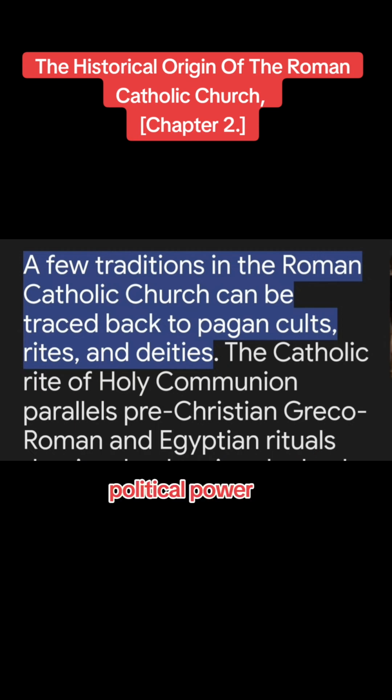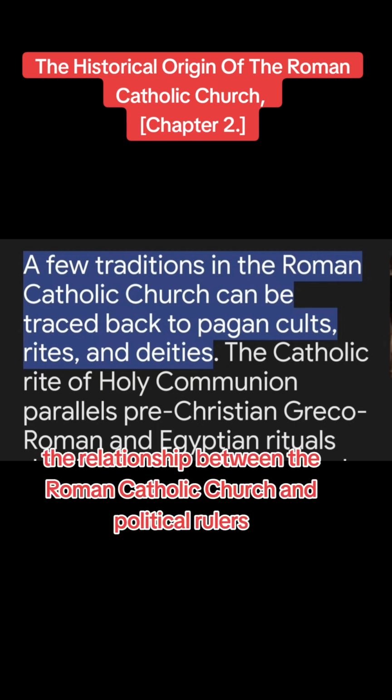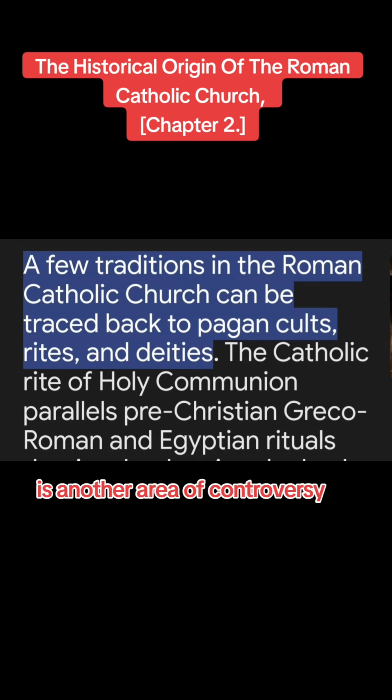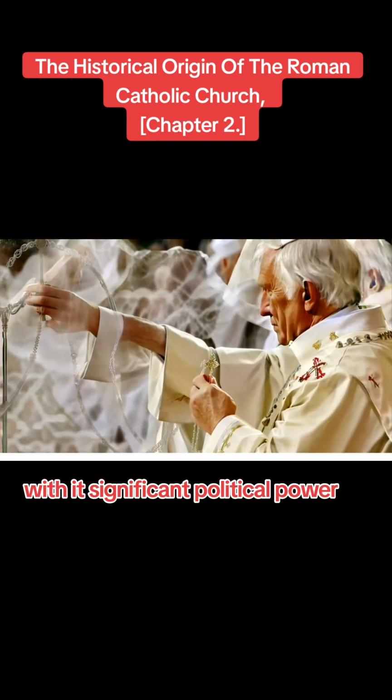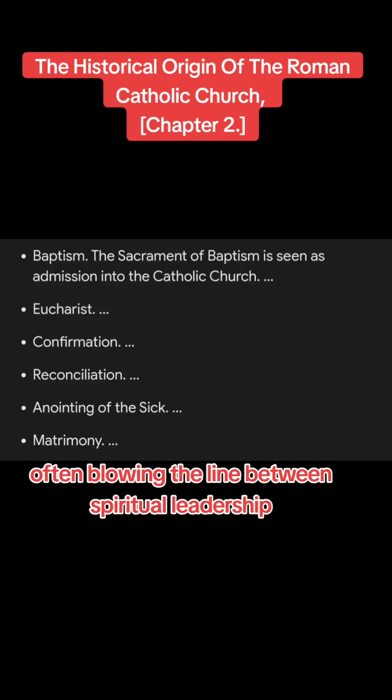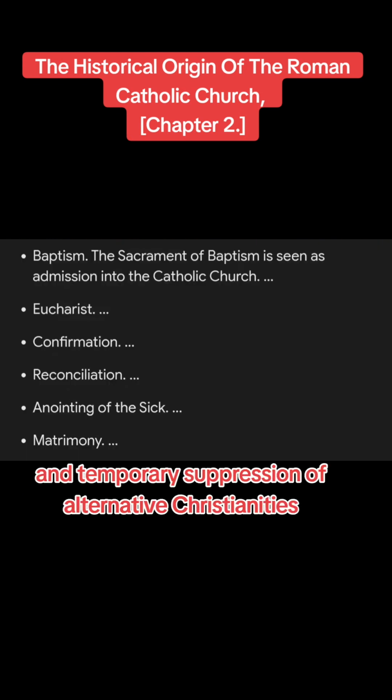Political power. The relationship between the Roman Catholic Church and political rulers is another area of controversy. The Church, particularly during the medieval and Renaissance periods, wielded significant political power, often blurring the line between spiritual leadership and temporal rule. Suppression of alternative Christianities.